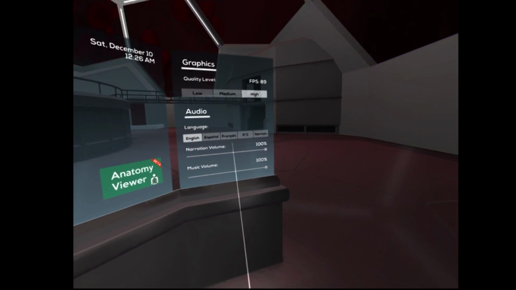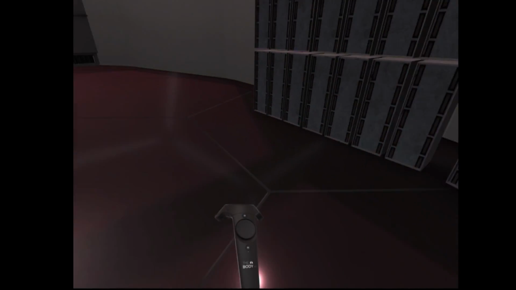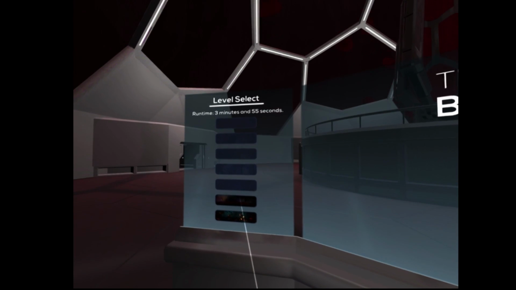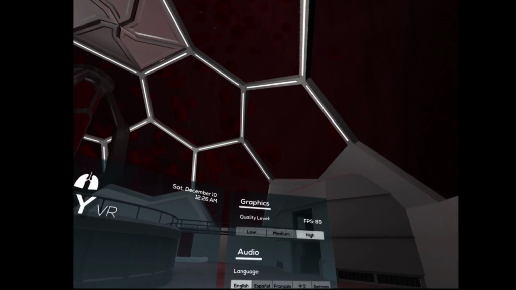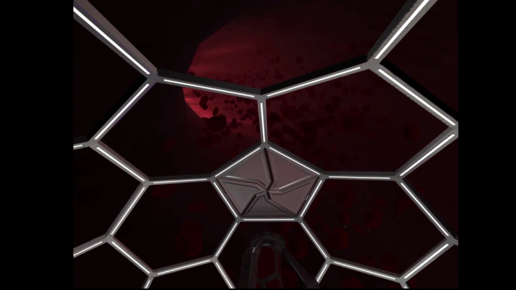Okay, well that was fairly interesting. You get to see roughly how everything works on the microscopic level.